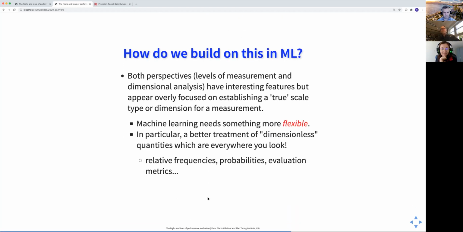So how do we build on this? Both of these perspectives have interesting features, but seem to be overly focused on somehow determining the true scale, the true dimension. This is okay if you're Einstein and you're doing general relativity, but in machine learning, we need something a lot more flexible and a lot more pragmatic.